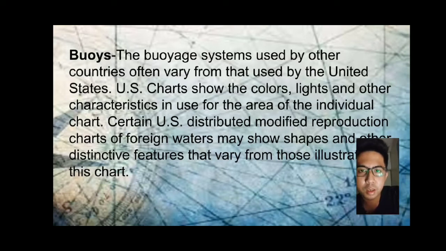Buoys. The buoyage system used by other countries often varies from that used by the United States. A US chart shows the colors, the lights, and other characteristics in use for the area of the individual chart. Certain US-distributed modified reproduction charts of foreign waters may show shapes and other distinctive features that vary from those illustrated in this chart.